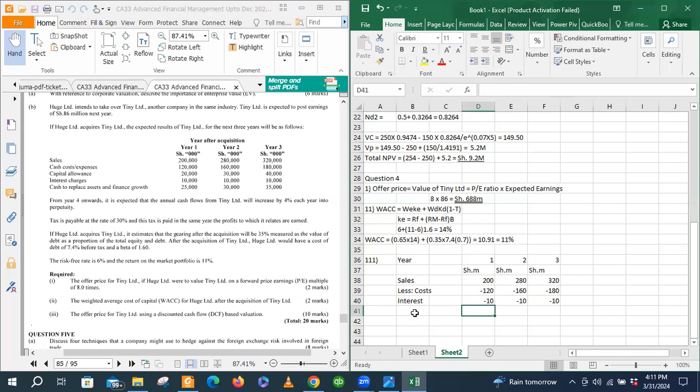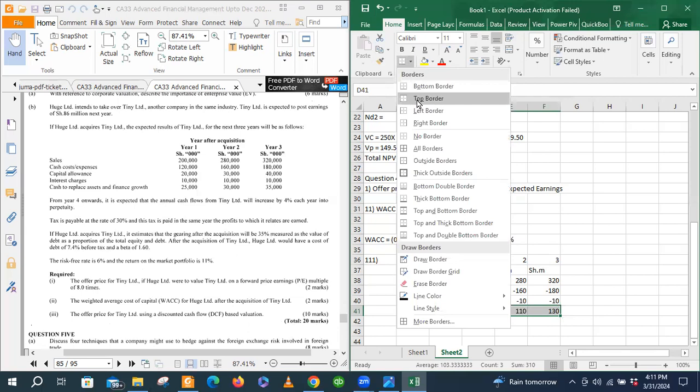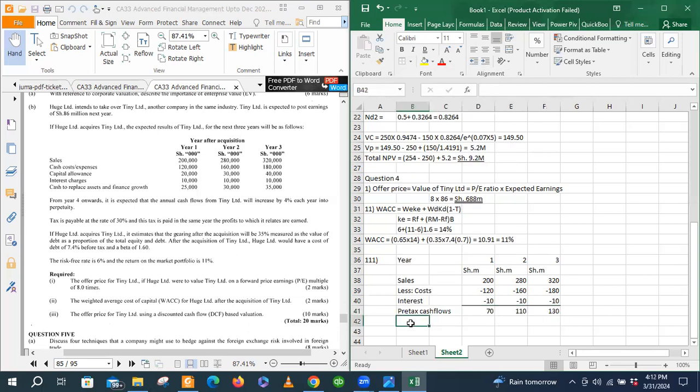So at that point, we can have our pre-tax cash flows, which is the difference. Year 1 is 70, year 2 is 110, year 3 is 130. So at that point, we can less the tax. Then we add the DTS.